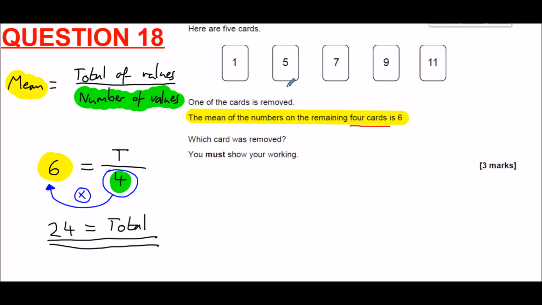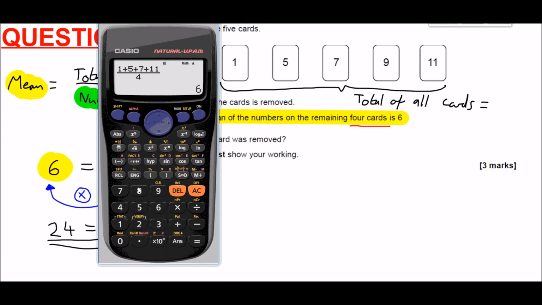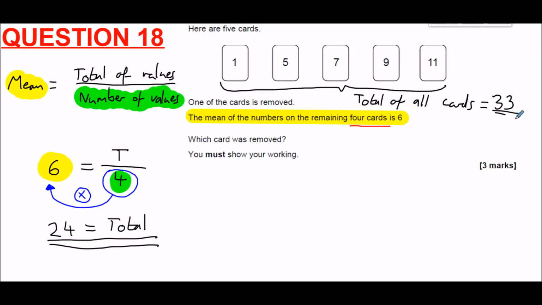So then what you can do is just think, well, what card's been removed? The total of all cards, we can just add together all the cards' values. So 1 plus 5 plus 7 plus 9 plus 11. The total of all the cards is 33. After one of the cards is removed, the total is then 24. So which card was removed? It'll be the difference between all 5 cards, take away the 4 cards which we are left with. So 33 take away 24 gives us 9. So that's how I'd do it. You guys listening to the video may think differently. As long as you can understand the answer is 9, we're all good.